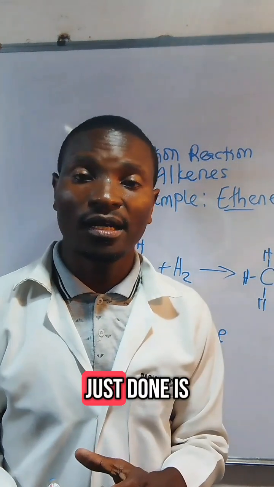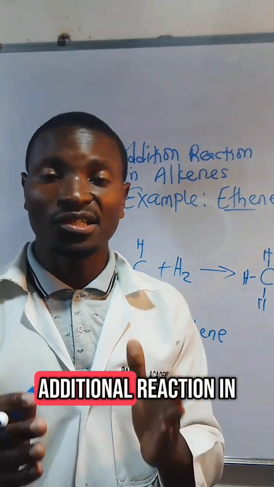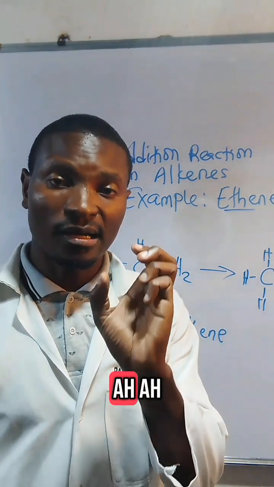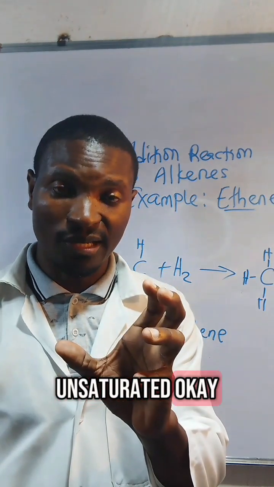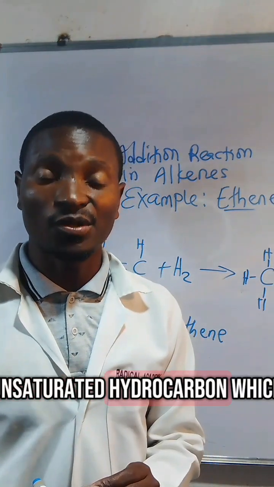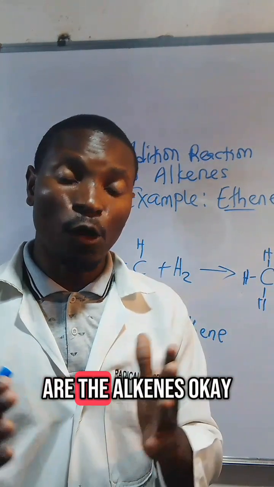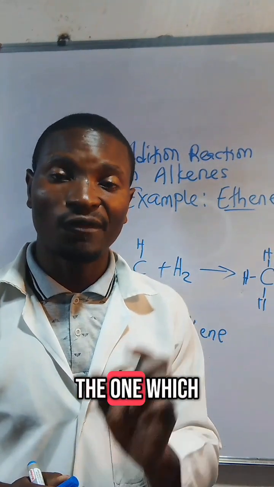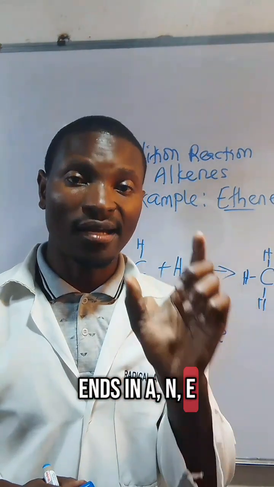So what you've just done is, this is called addition reaction in unsaturated hydrocarbon, which is the alkenes, the one that ends in ene.